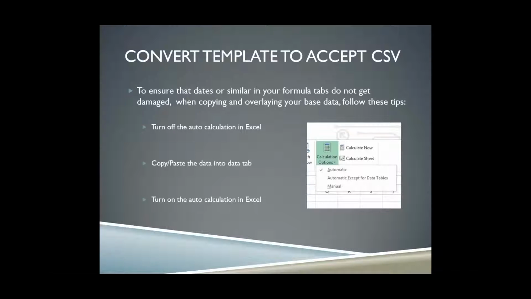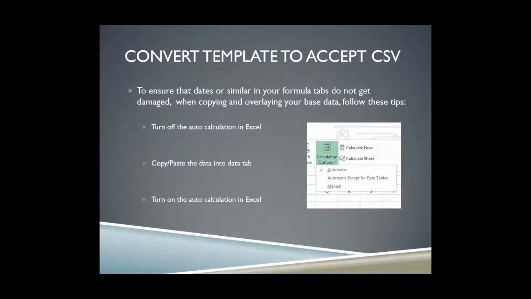I call this converting the template to accept CSV. If you visualize this, you have your template already in place, and you have your detail extract data tab already there that came from Excel. The next thing you do is bring down a new copy of the data, but you want to leverage the CSV version because it's faster, etc.